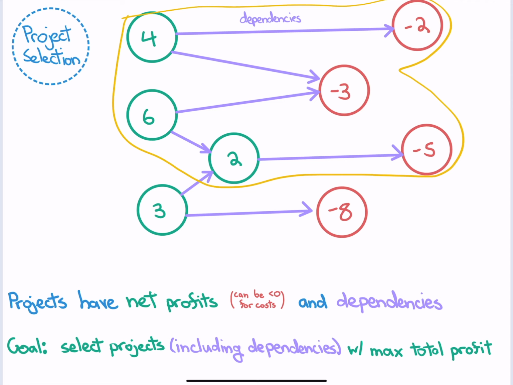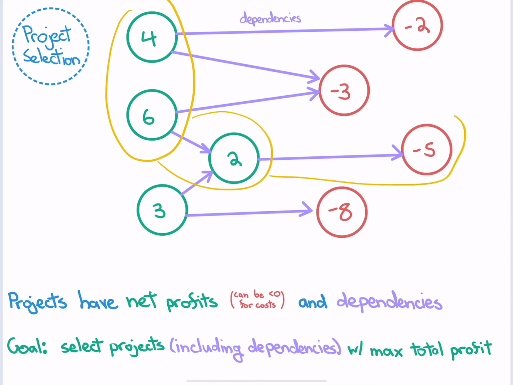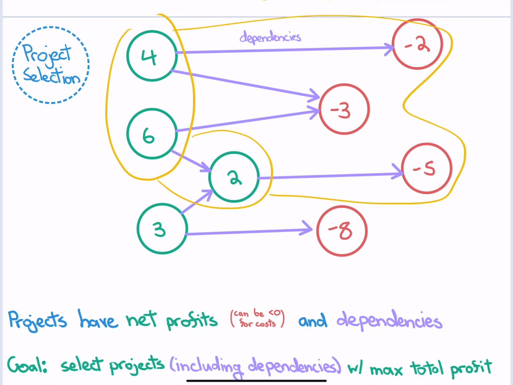Just 4 and 6. Okay, well, once you take 4 and 6, you also have to take 2 because 6 depends on 2, and you end up having to take the same ones anyway. So you have to follow all the purple lines and take any project that you're dependent on. All right. So the model makes sense? Okay, so that's another problem that we'll do.